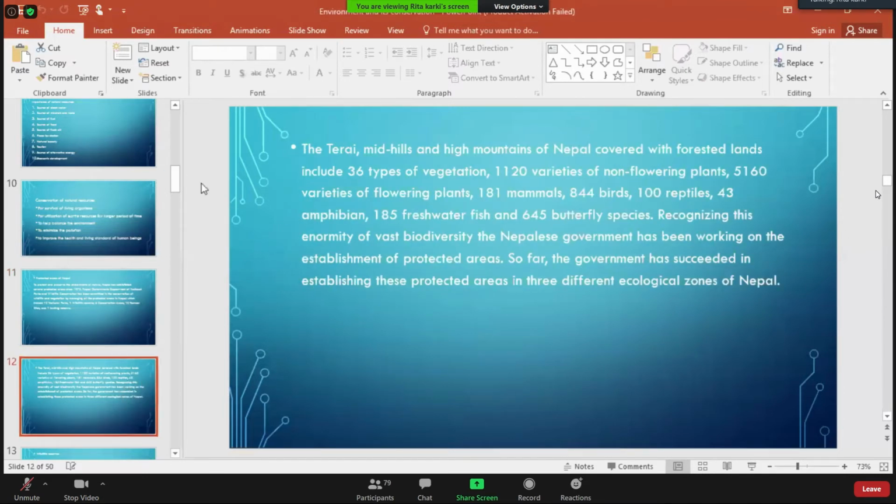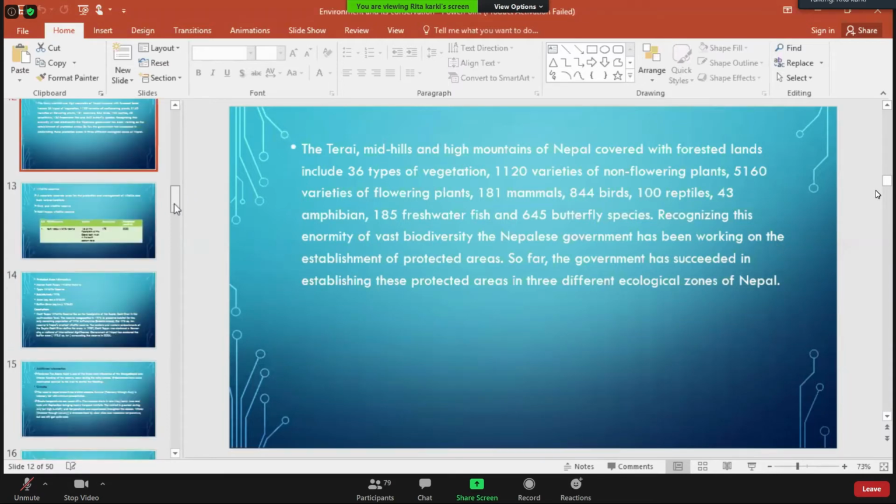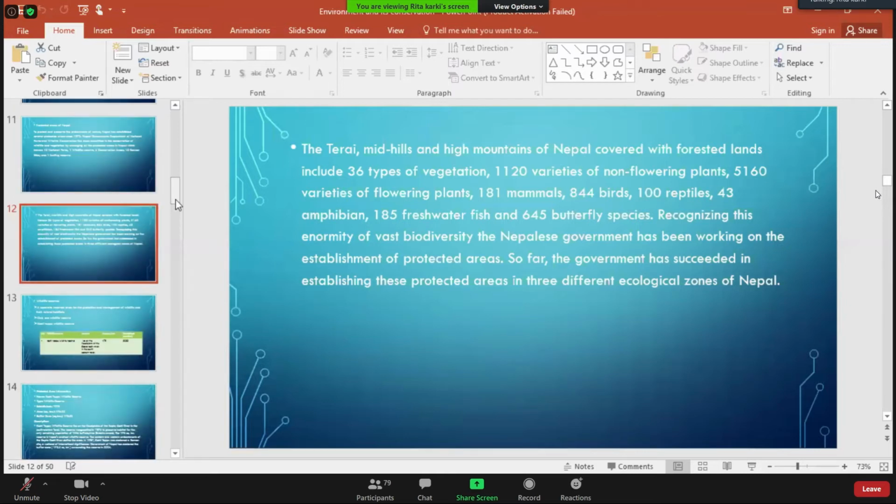In almost all areas of our country, whether it is the Tarai region, the mountainous region, or the hilly region, a larger number of animal species are found. As you can see in the slide, there are altogether 36 different types of vegetation, 1120 varieties of non-flowering plants, 5160 varieties of flowering plants, 181 species of mammals, 844 species of birds, 100 species of reptiles, and many more species of plants and animals in all three regions of our country.